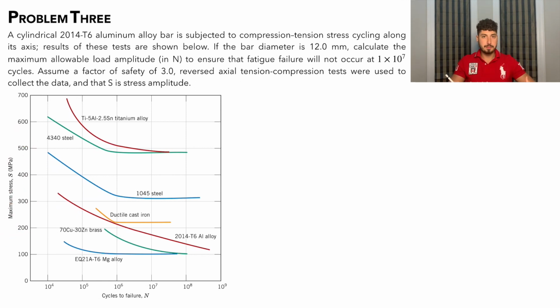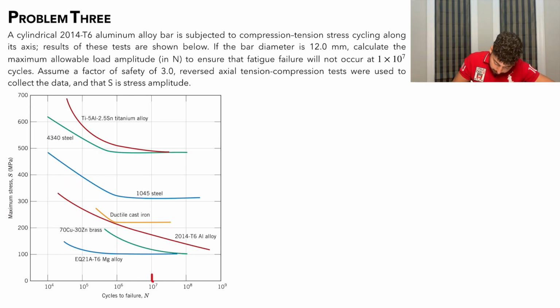So let's take a minute and determine what the problem is asking us to solve for. So we want to make sure that fatigue failure does not occur for this aluminum alloy specimen at a fatigue life of 1 times 10 to the 7 cycles, given a safety factor of 3. So the first thing we need to do is use our graph and our fatigue life of 1 times 10 to the 7 cycles and find our stress amplitude. So let's do just that.